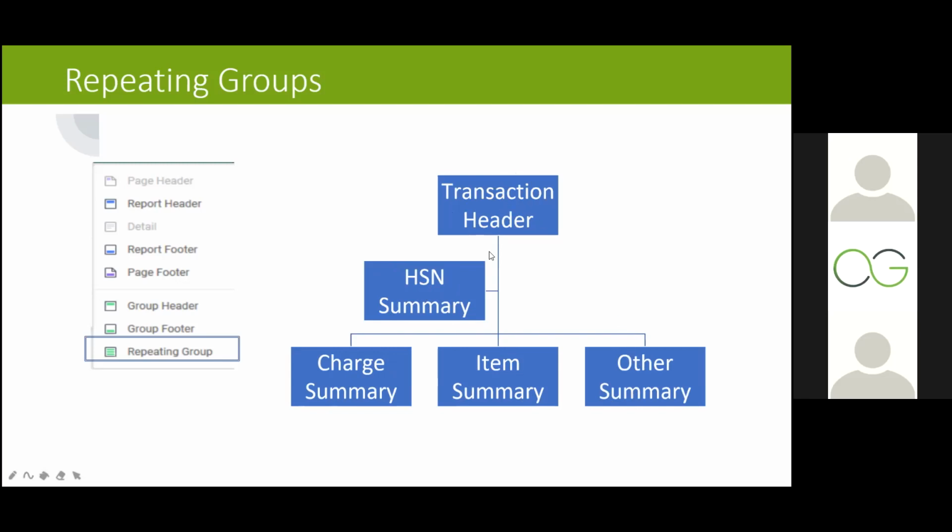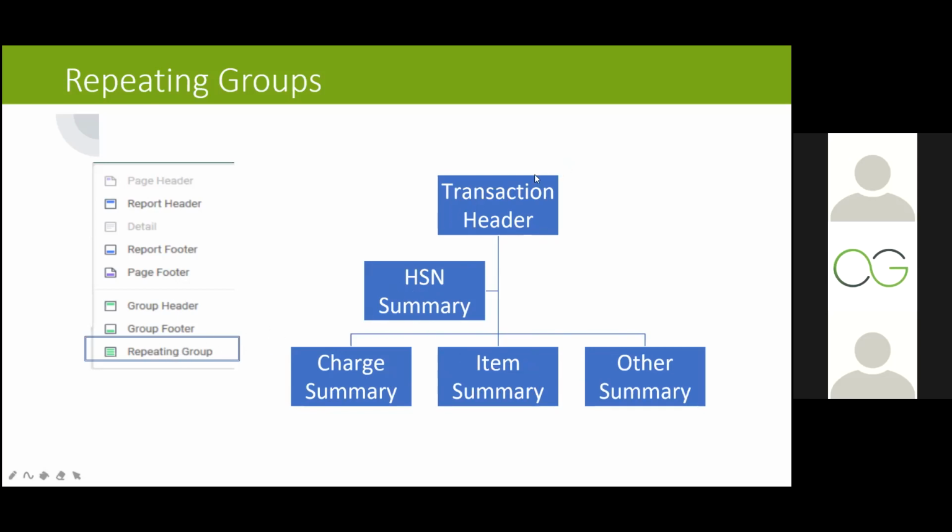So a transaction can have one HSN or multiple HSN. The same transaction can have one charge summary, one charge associated with it, or multiple charges associated with it. Similarly, a transaction can have multiple or single items associated with it. Since these are all independent, HSN is independent of the item and the charge, right? Well, HSN is of course related to item, but the summary part is different. That is why we use the repeating group.